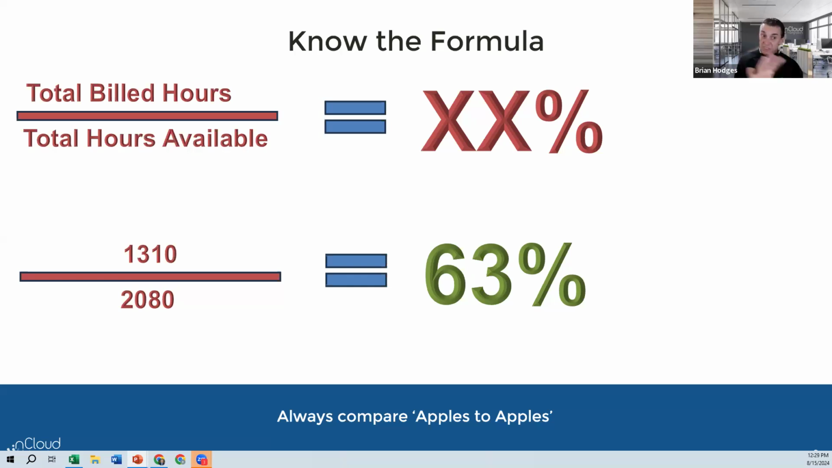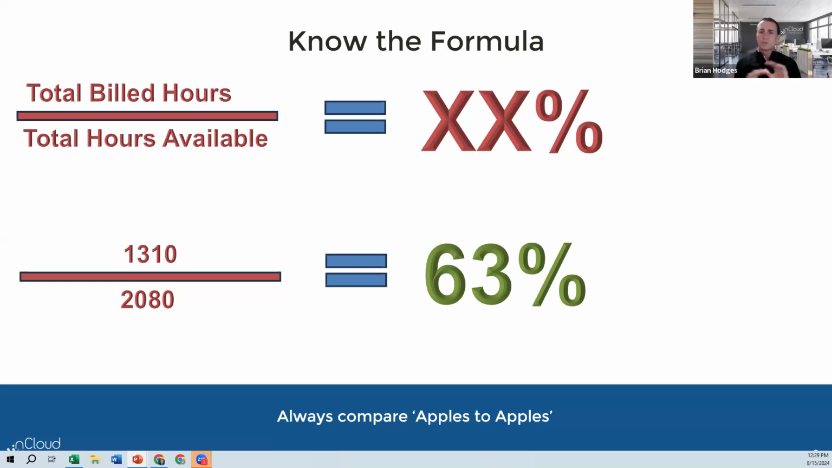Now, this specific number that I've shared here, 63%, is the current average in the technology industry for professional services organizations. So using the 2080 formula, the average number of billable hours is 1310. And this is a metric that was shared from the TSIA at one of the recent conferences that I attended. So it's 63% as an industry average.